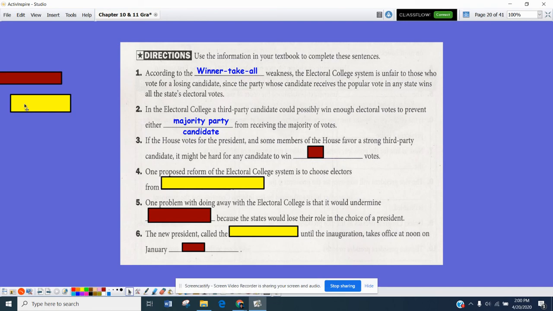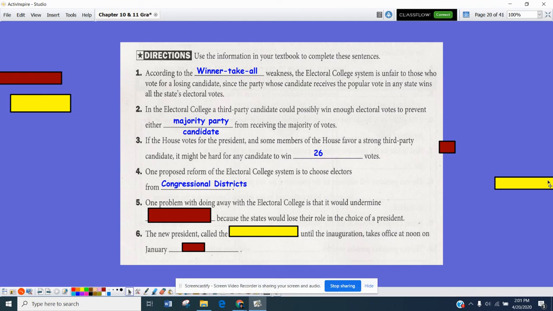And number 3, if the House votes for the president and some members of Congress favor a strong third party candidate, it might be hard for any candidate to win the 26 votes that they need. Anyway, one proposed reform to the Electoral College is to choose electors by the congressional district. Nebraska is one of those states that does this. The other state is the state of Maine.